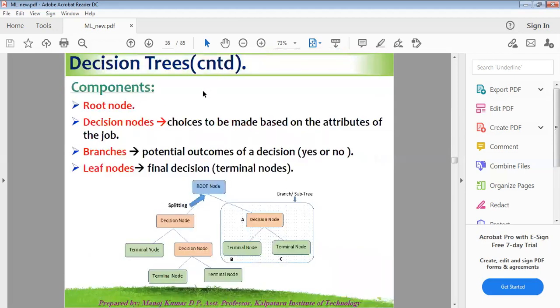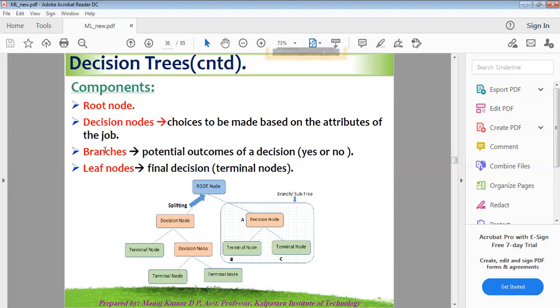Next, what does the tree consist of? You all will be familiar with trees. Trees consist of root node, branches, and leaf nodes. We will explain in detail here. First is the root node. Next, decision nodes, where choices are to be made based on attributes of the job. A decision is to be made, so those are decision nodes.